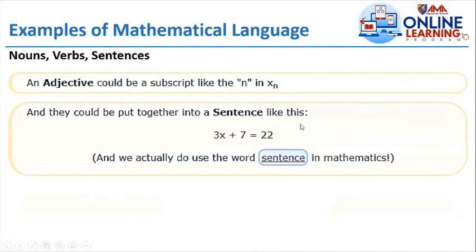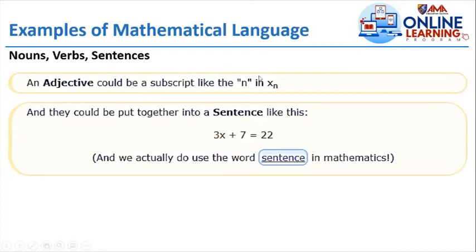And just like in English, we also have the mathematical sentence. Like a sentence in English, a mathematical sentence we can call a sentence if it denotes a complete thought. Dapat kompleto siya. Like this one, 3x plus 7 equals 22. If 3x plus 7 lang, that is a mathematical expression, hindi siya sentence.